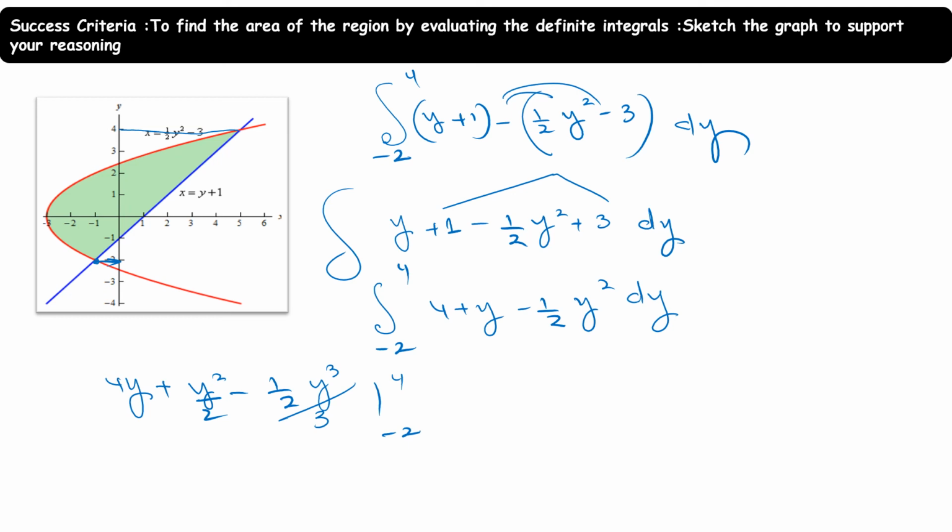Hope you understood these kinds of questions and the concept is clear about when we can use the top minus bottom formula or when we use the right minus left curves formula.